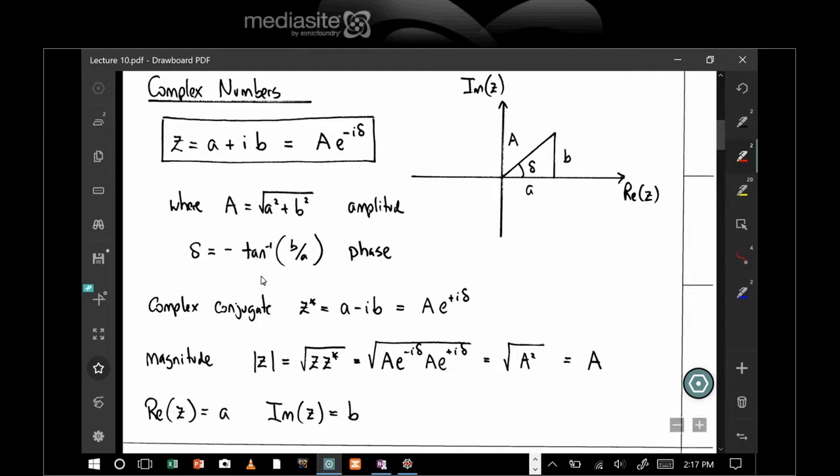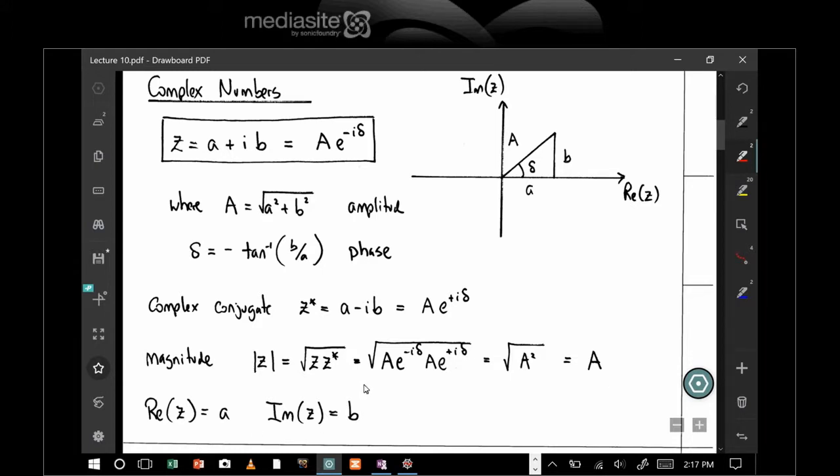A couple other operations we can do. There's something called the complex conjugate, and that's z star. All I do is put a minus sign there. Wherever I have i, I turn i to minus i. The magnitude, again, is just using this right triangle. One way of writing it is that it's always equal to the square root of z times z star, and that will also give you this expression here. So that gives me A, and then the real and imaginary parts.